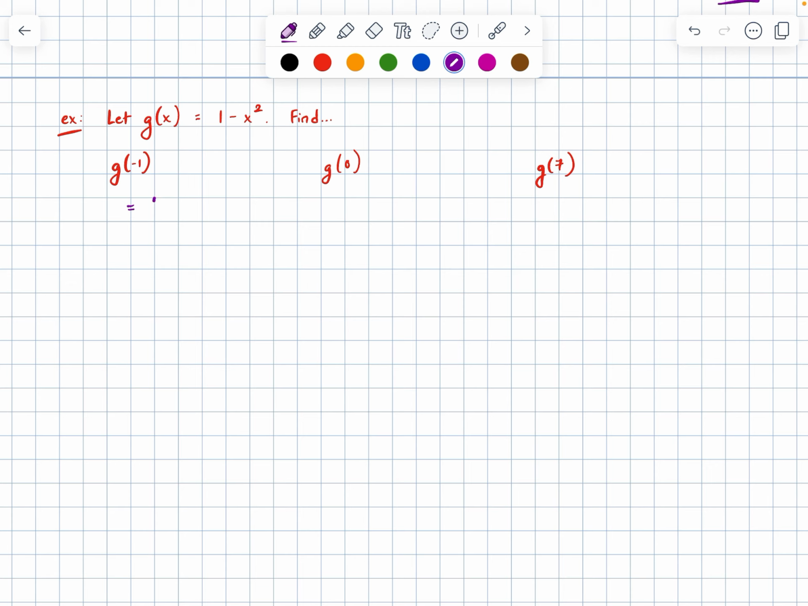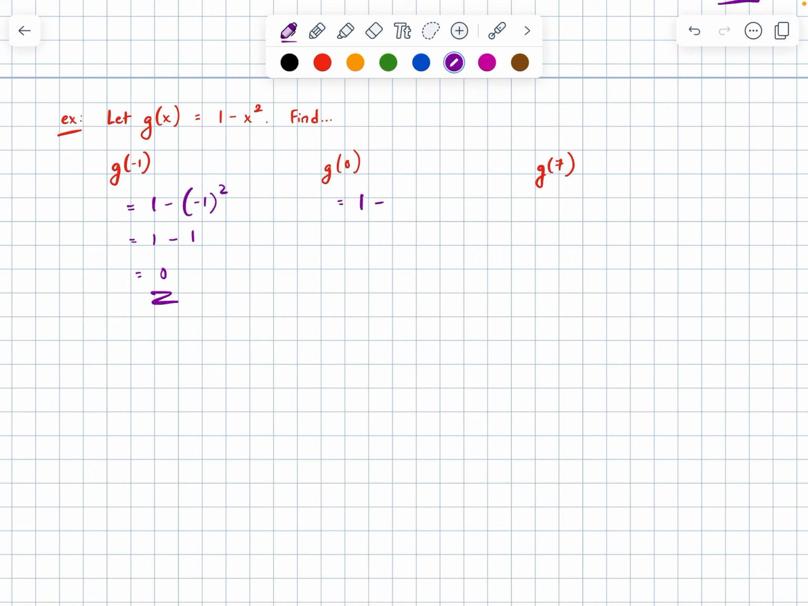Okay, so I've got g of negative 1. Again, my strategy is just to substitute. So every time I see x here, I'm going to replace it with negative 1. So I've got 1 minus negative 1 squared. Negative 1 squared is 1, and 1 minus 1 is 0. So g of negative 1 is equal to 0.